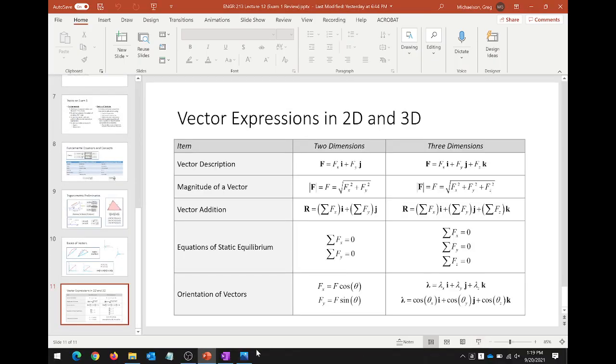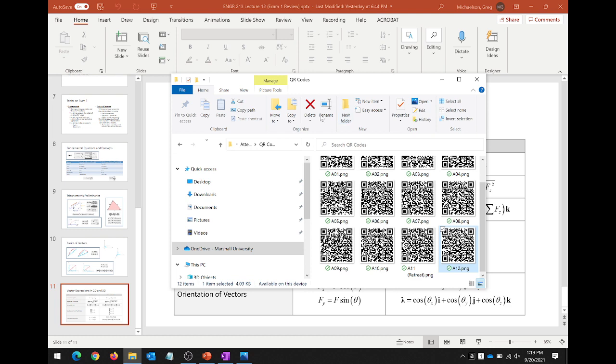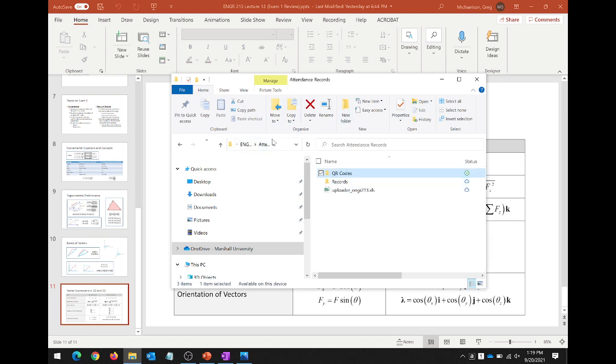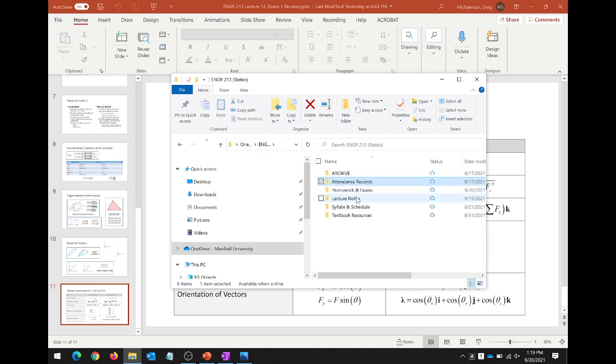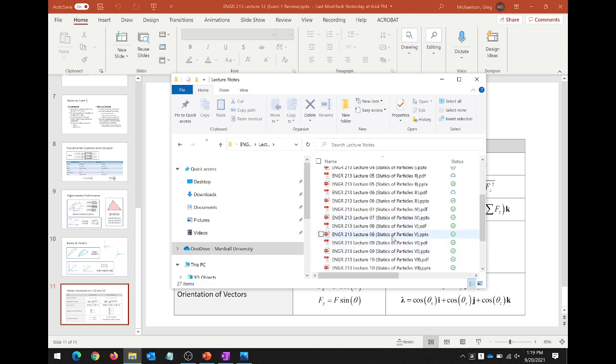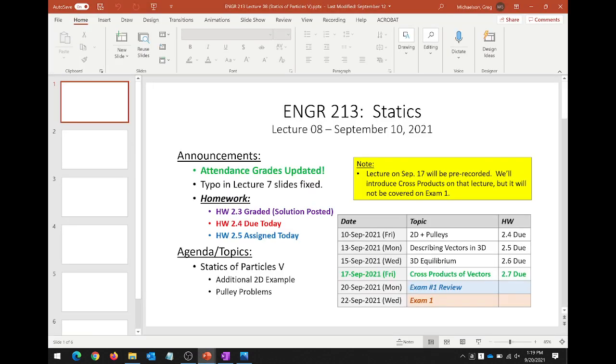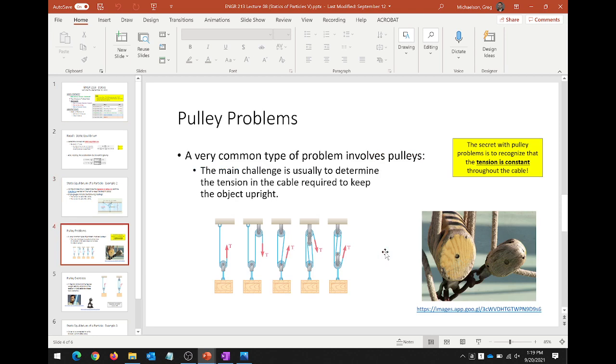Okay, so let me see. You remember what lecture that was? It was lecture statics of particles 5. I just remember that was the slide that had Obi-Wan, or right before Obi-Wan. There we go.